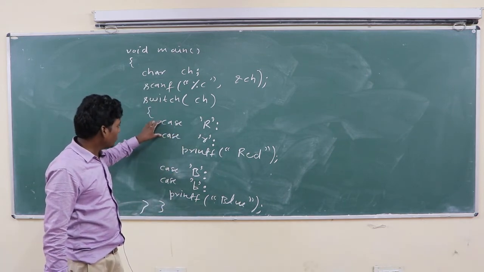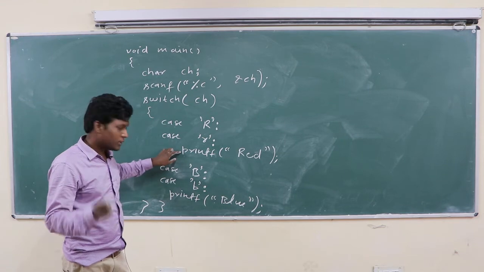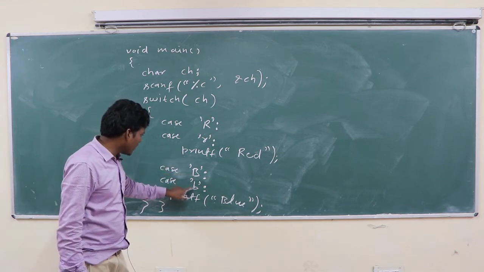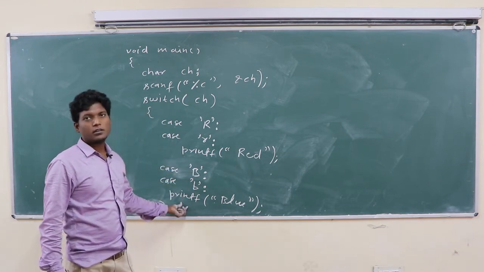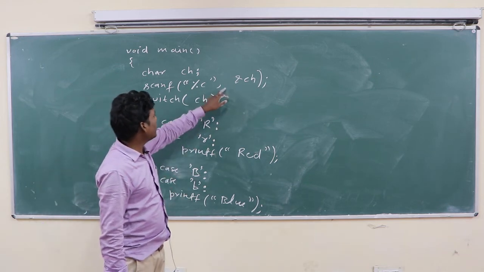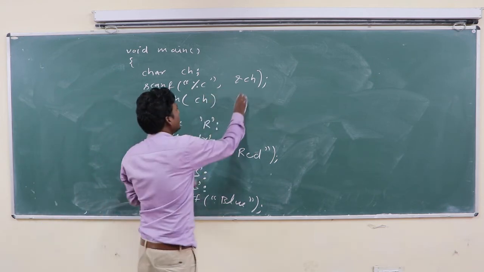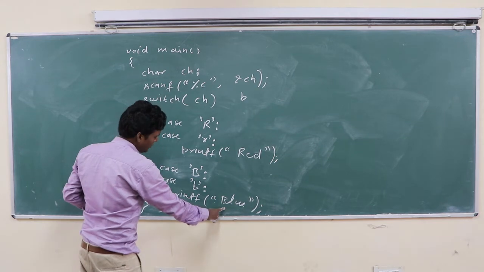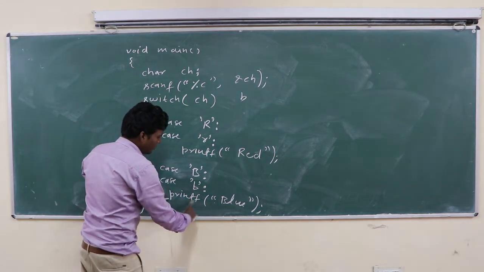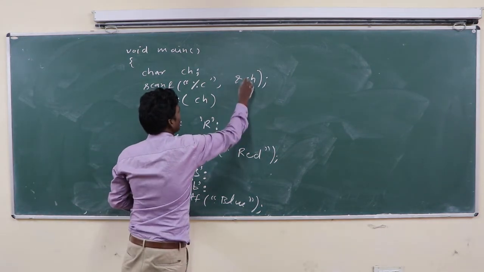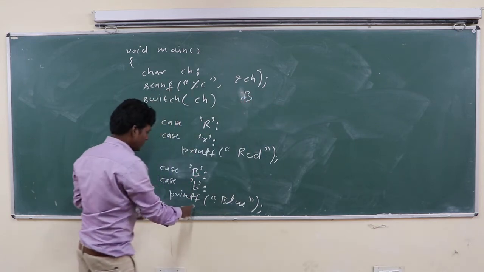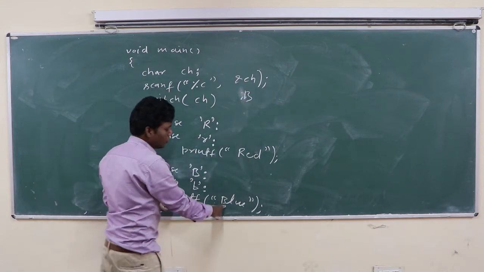Here there are two cases with a single statement. When the user inputs small b, then the printer prints blue. And if the user inputs capital B, then it also prints blue.